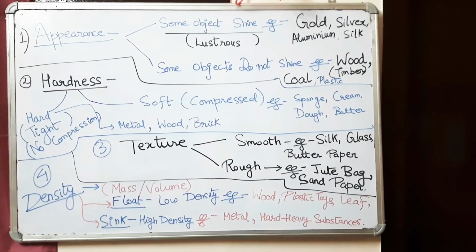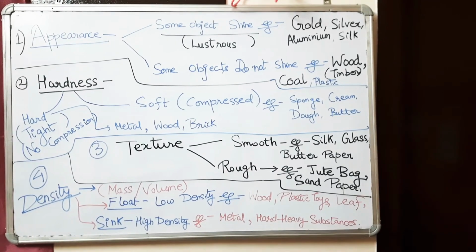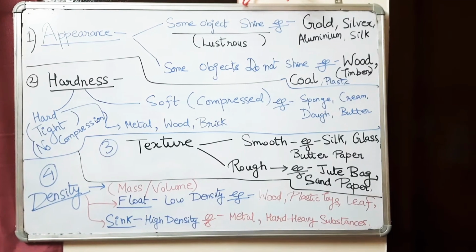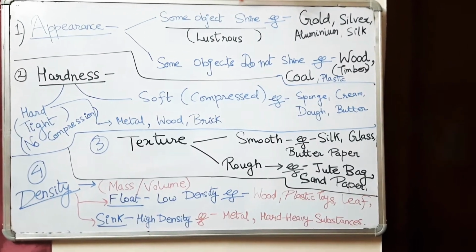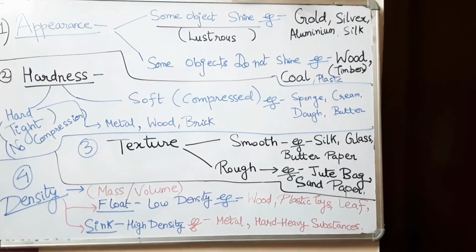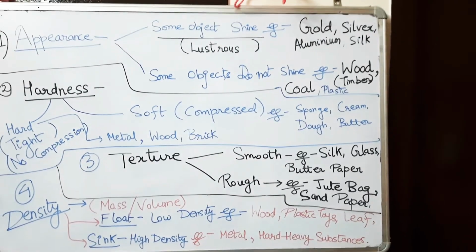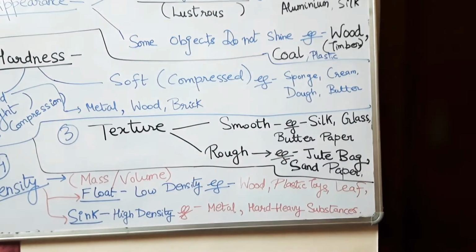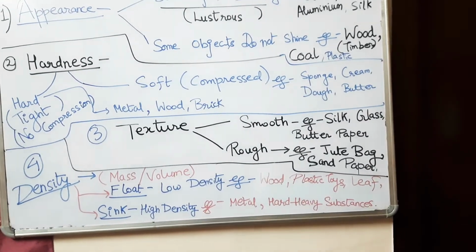Appearance of a material is of two types. Either it is shiny, that is lustrous, or some objects don't shine, that is non-lustrous. Okay, so according to the appearance, examples are gold, silver, aluminum, and silk are lustrous and they are shiny, while the non-lustrous like wood, coal, plastic don't shine.